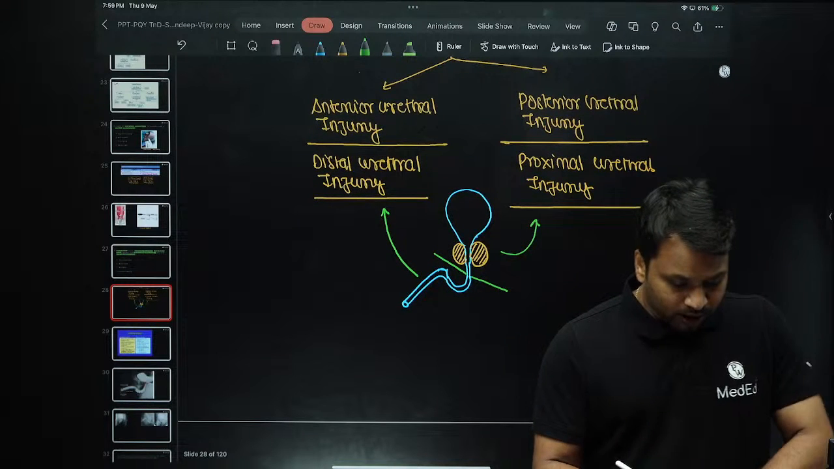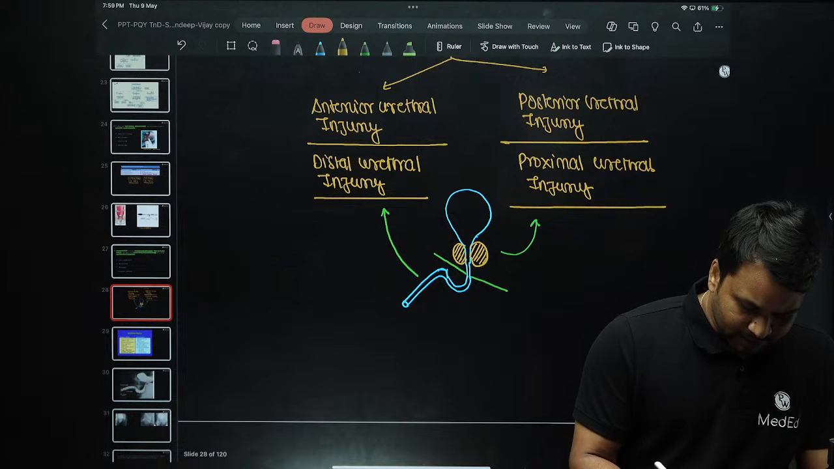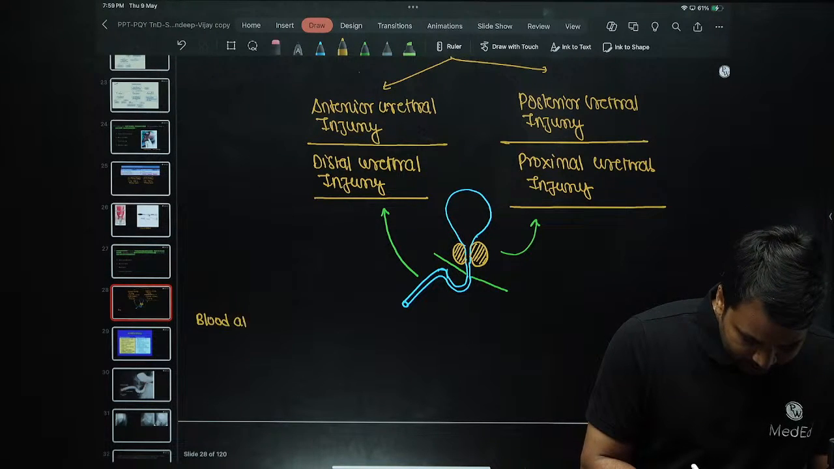Now, what are the components? Whichever side the injury is on, both of them will present to you with blood at the urethral meatus. So the first thing you will see is blood at the urethral meatus.